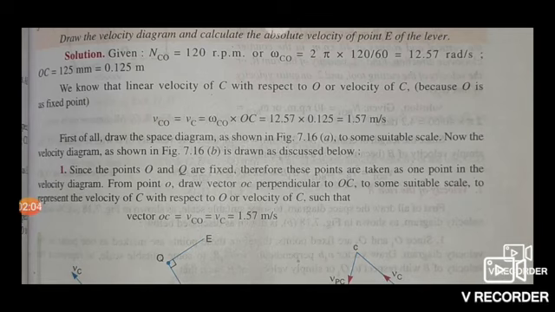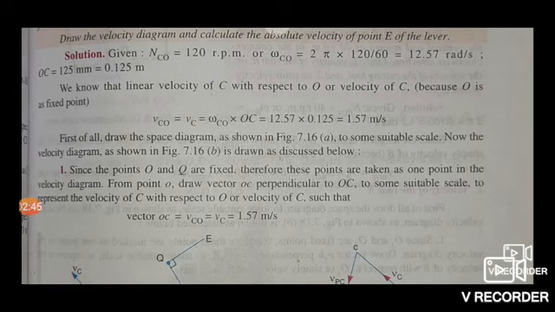OC equal to 125 mm equal to 0.125 meter. We know that linear velocity of C with respect to O, or velocity of C because O is a fixed point, VCO equal to VC equal to omega CO into OC. VC equal to omega CO into OC equal to 12.57 into 0.125 equal to 1.57 meter per second.